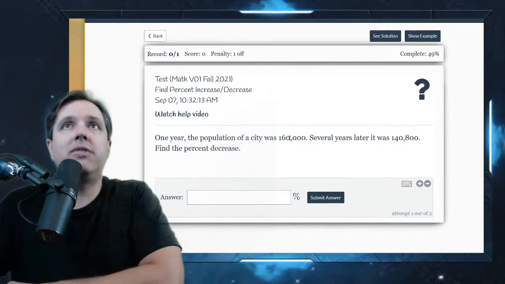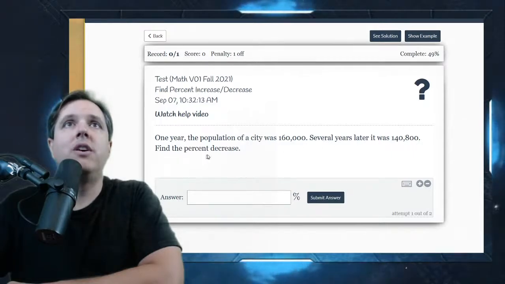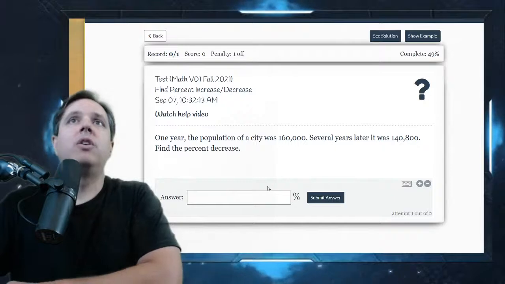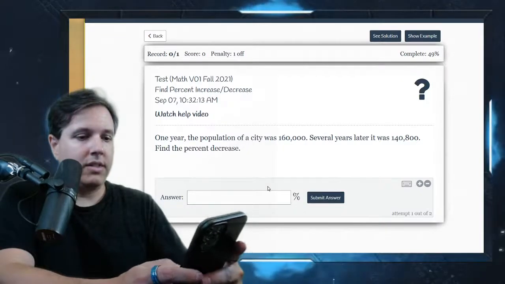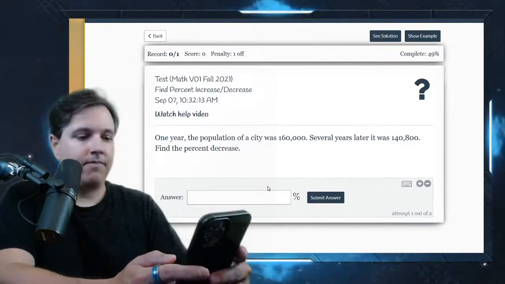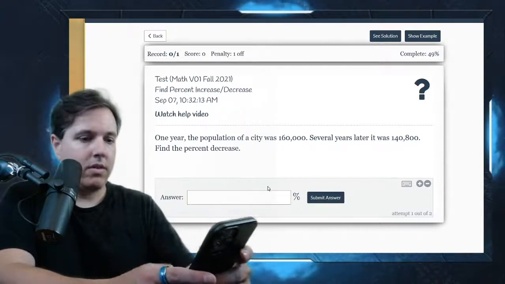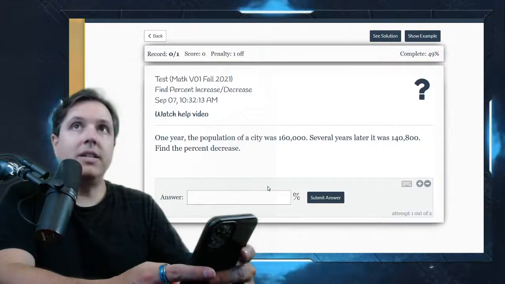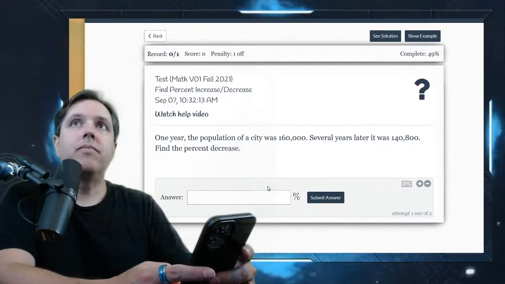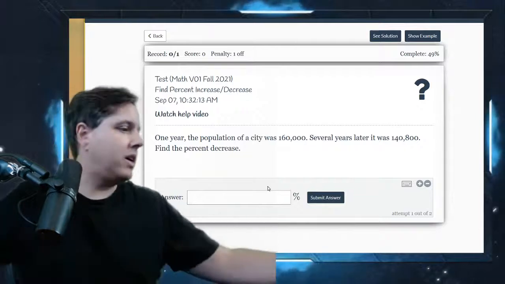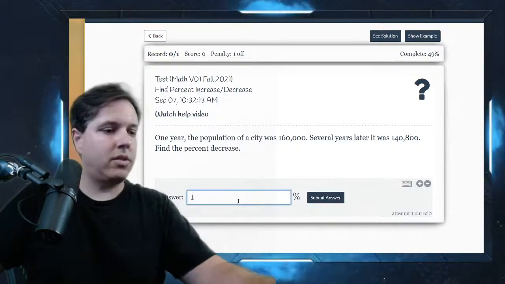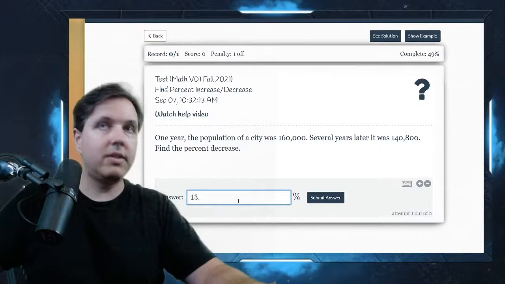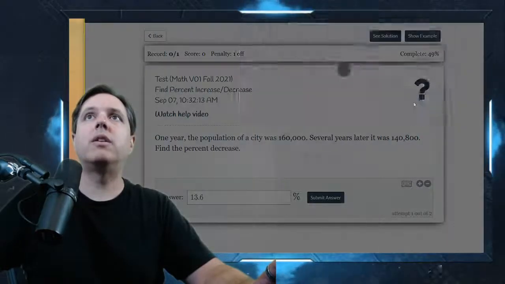One year, the population of a city was 160,000. Several years later, it was 140,800. Find the percent decrease. If you think about it as a percent decrease, we should just be able to take 160,000 and the percent, let's see, should be 13.6%. I forget which way they want.